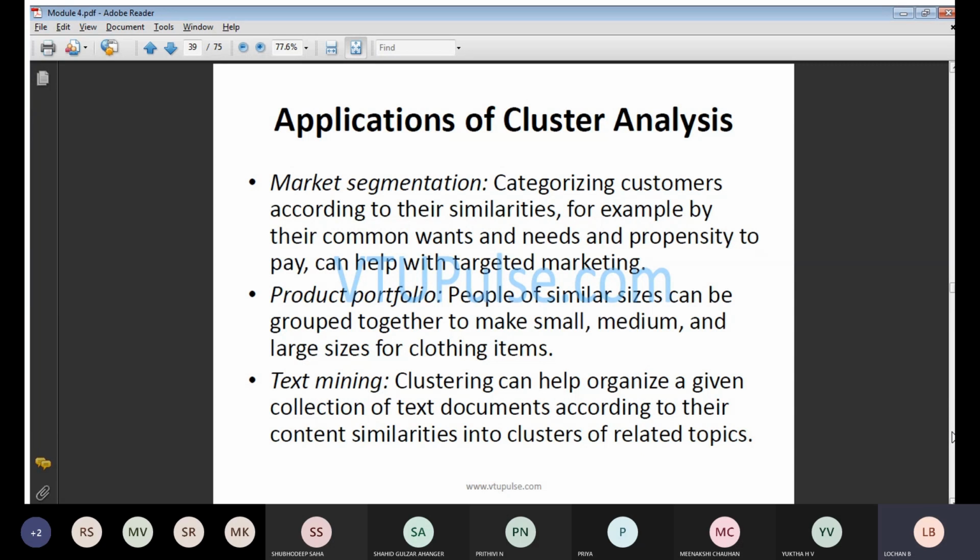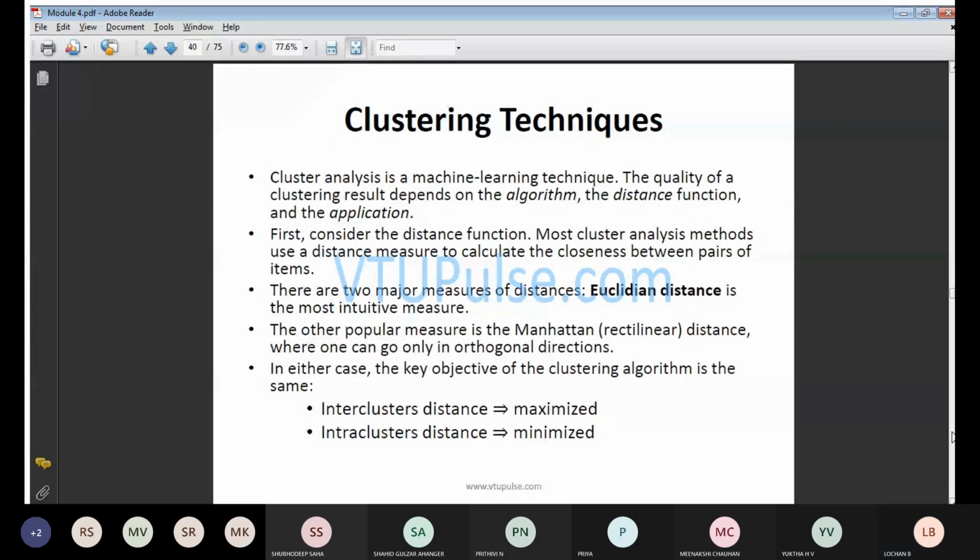Text mining. Clustering can help organize a given collection of text documents according to similar content into clusters of related documents. Clustering techniques. Cluster analysis is a machine learning technique. The quality of the clustering result mainly depends on the algorithm, the distance function, and the application, between the pair of items.